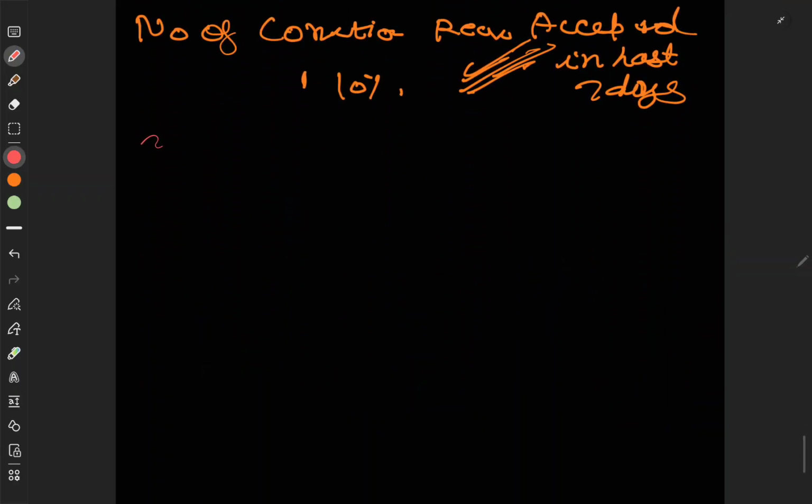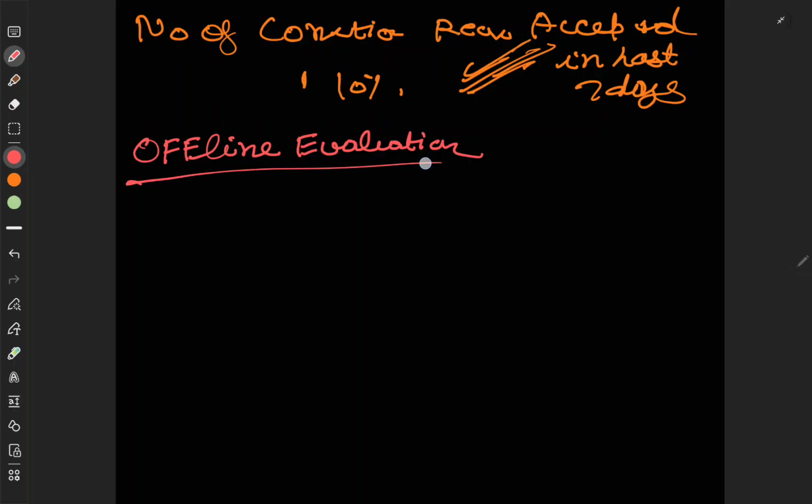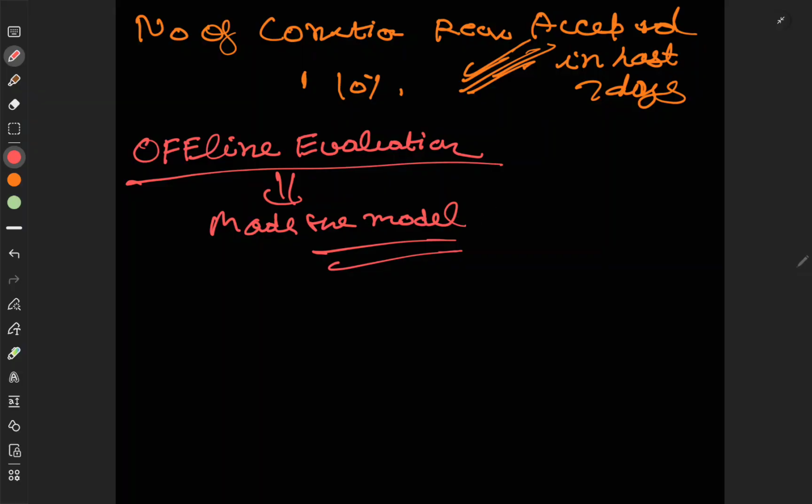Now coming to offline evaluation. Offline evaluation means your model is not live, you have made the model, but you want to know whether it is good or bad, and you have historical data, so you know the actual results. On the basis of that, you will be able to tell whether your model is good or bad. So the first parameter you can think of is precision at k.